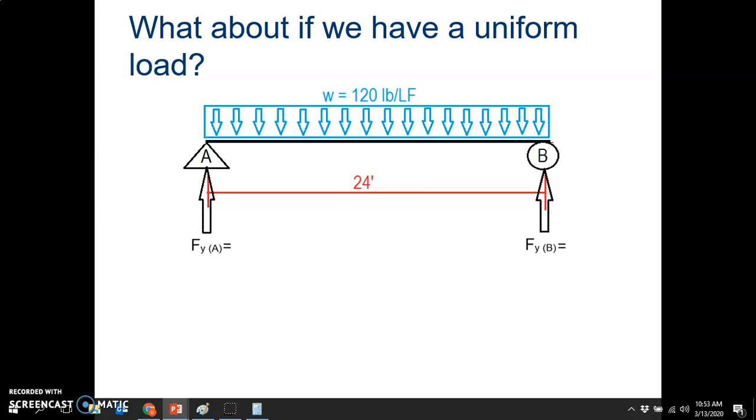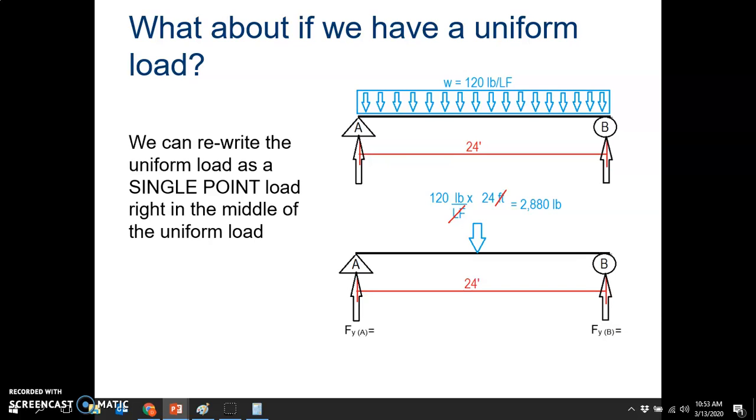So what if we have a uniform load? We have our uniform load, which we will call W, is equal to 120 pounds per linear foot. So for every linear foot we have going down, we have 120 pounds being applied. And this is going on for 24 feet. So these are actually not difficult at all. It's the same process. We just have to do one extra step. And that step is we are going to rewrite the uniform load as a single point load right in the middle.